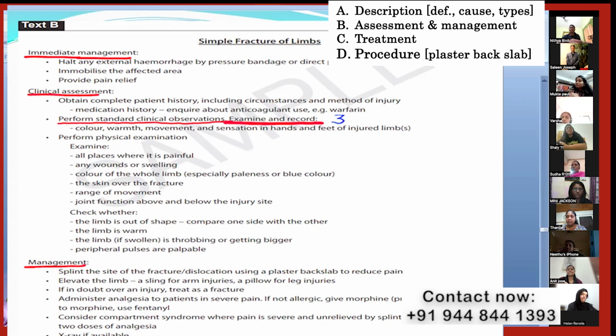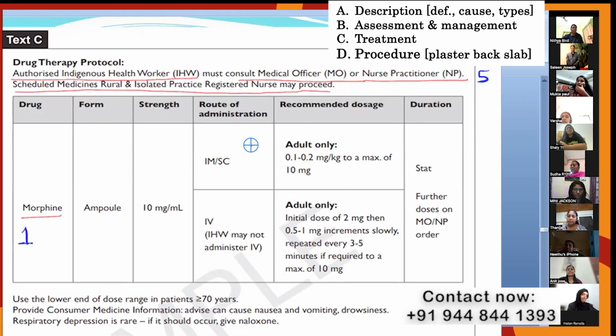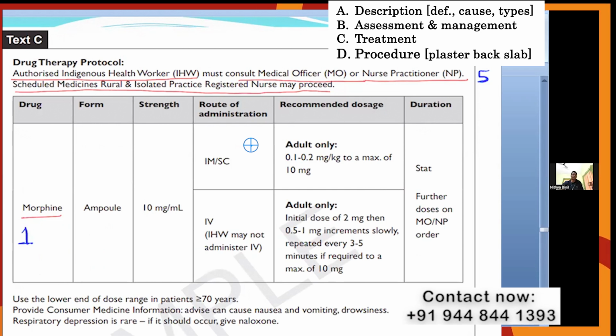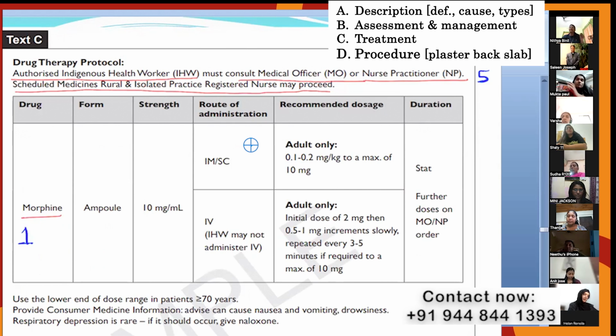Then we move to the next text, that is text C. In this, they are given drugs related to the fractures, that is morphine and something else. We just underline these keywords and we have to create one heading, that is the drugs, or medicine, whatever. Related to that, we have to create one heading, that is the heading for text C.